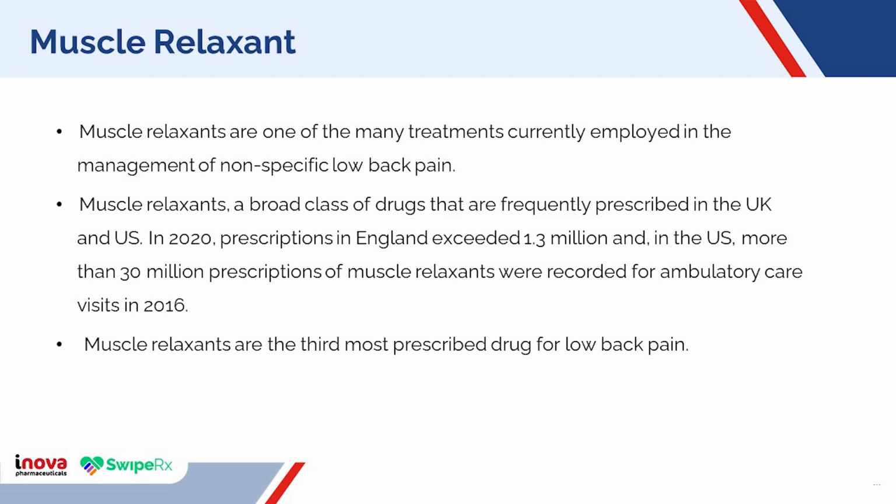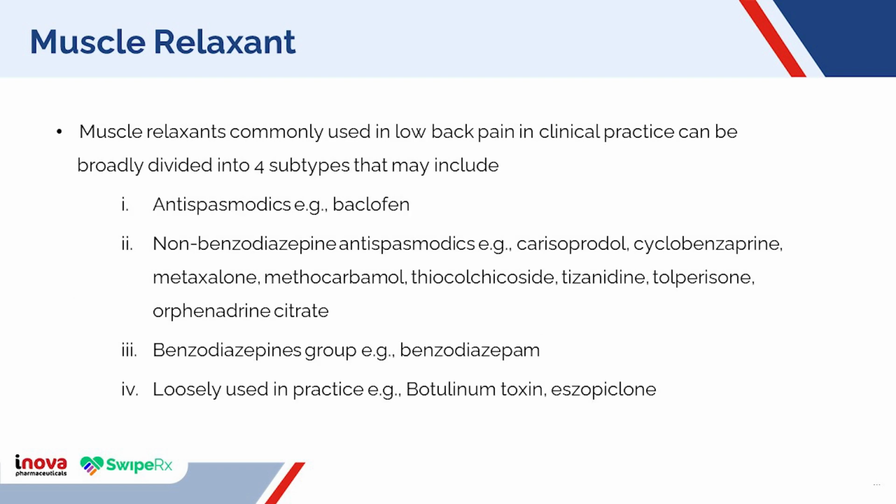So it is ever increasing, and it is a significant amount. Next slide, please. So muscle relaxants can be divided into 4 types. There are antispasmodics, an example being baclofen. This is another product that we have here with iNova.